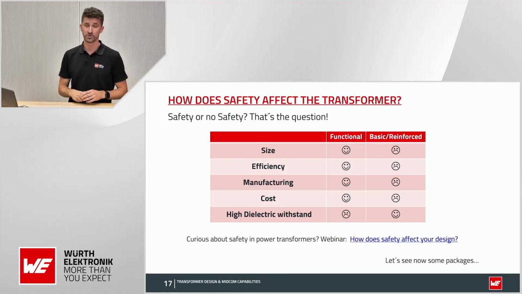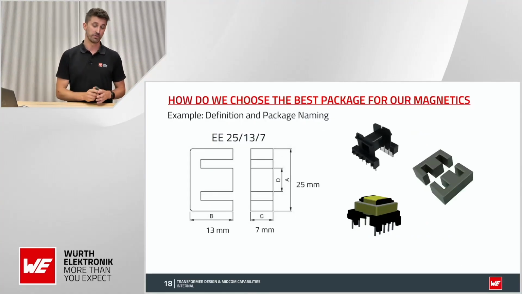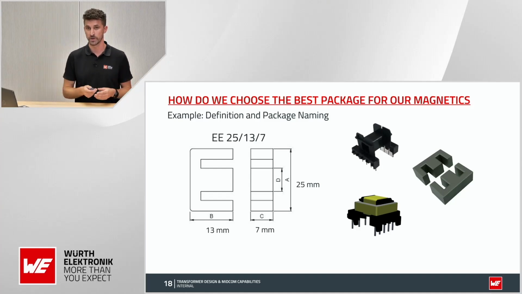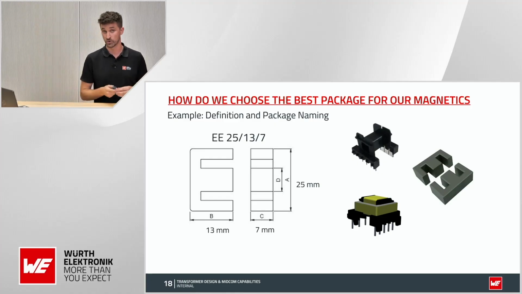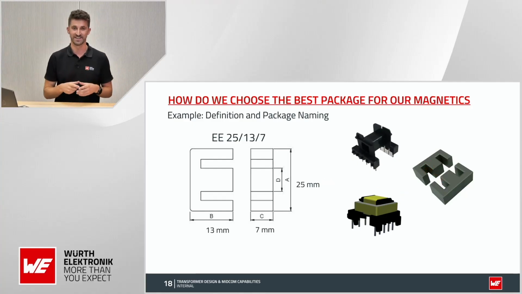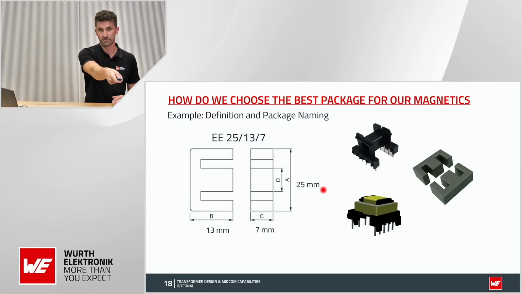But now we talked about a lot of design parameters, so let's see together some packages. Before looking at our capabilities and some custom designs, let's start by defining and mentioning why the packages are named in this way. What we're seeing is an EE25/13/7, which is a pretty standard core. The name EE comes from the fact that we have two E cores facing one against the other. And 25/13/7 comes from the mechanical dimensions of the parts.